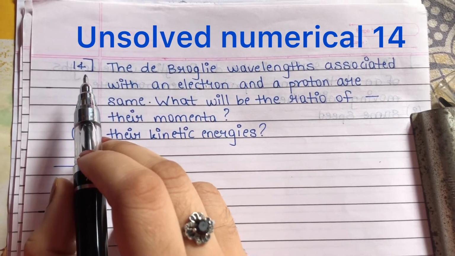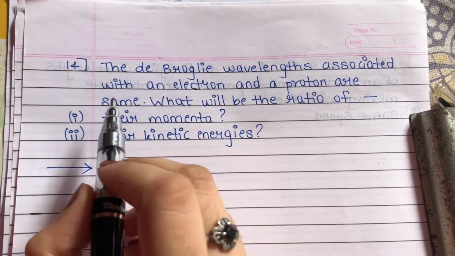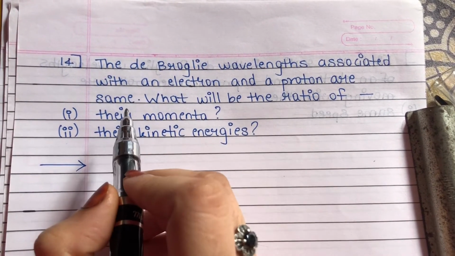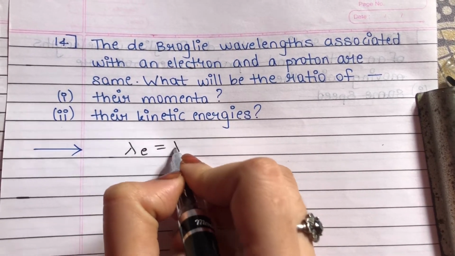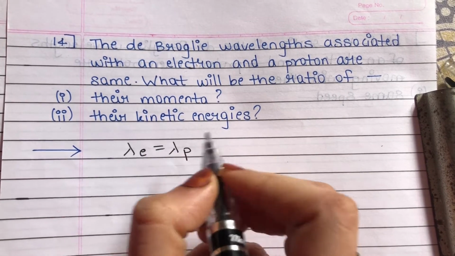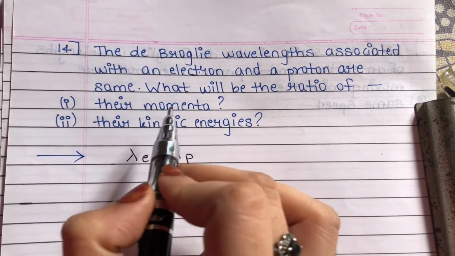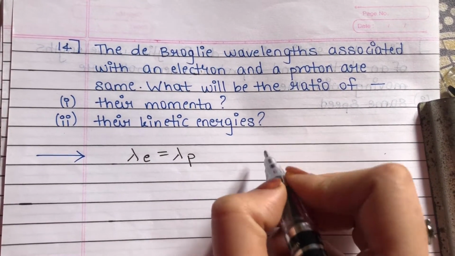Okay, starting with numerical number 14: the de Broglie wavelengths associated with an electron and a proton are the same. That is, lambda E is equal to lambda P for electron and proton. What will be the ratio of their momenta?